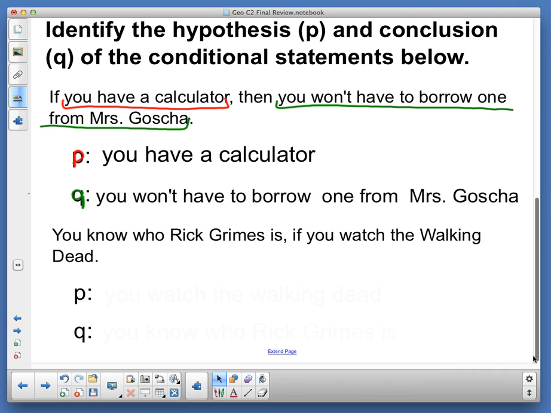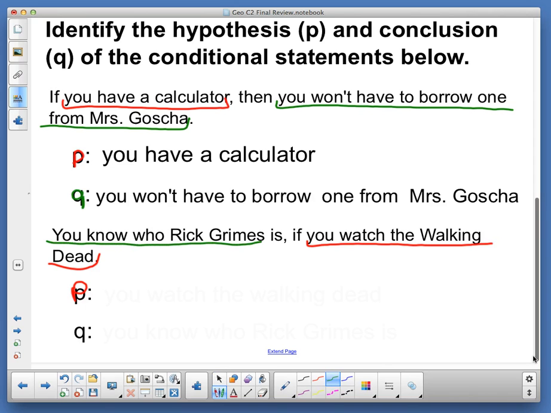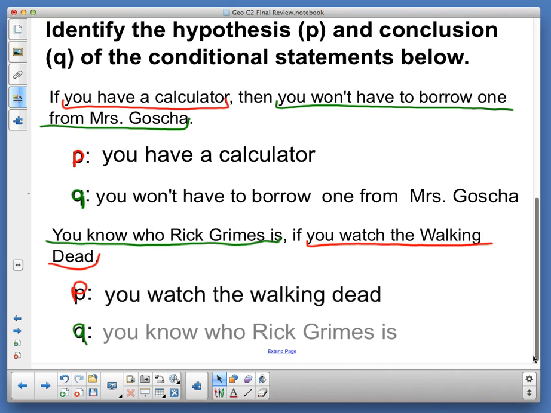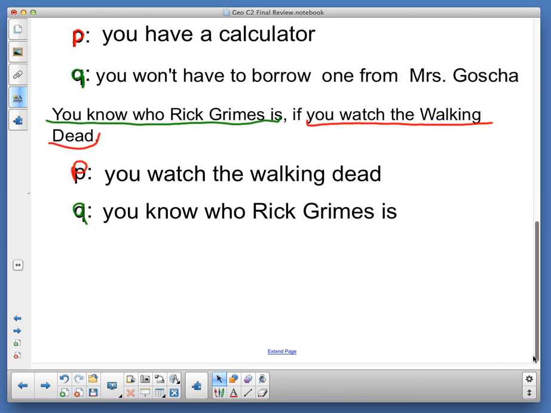So, the hypothesis, you watch The Walking Dead. That's my hypothesis right there. That's my P. My conclusion, you know who Rick Grimes is. Okay, that's my Q. So those are the two things we should be doing. Are you okay with how I found them, how I identify them, and their position? It's all about position when we're talking about if-then statements. Hypothesis, conclusion.